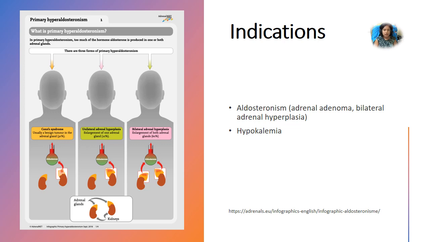These agents are used in cases of aldosteronism, adrenal adenoma, and bilateral adrenal hyperplasia types. They are also used in the treatment of hypokalemia together with other diuretics. In our diagram here, this defines what primary hyperaldosteronism is, so it gives us an idea of how we can use these diuretics to treat this case.